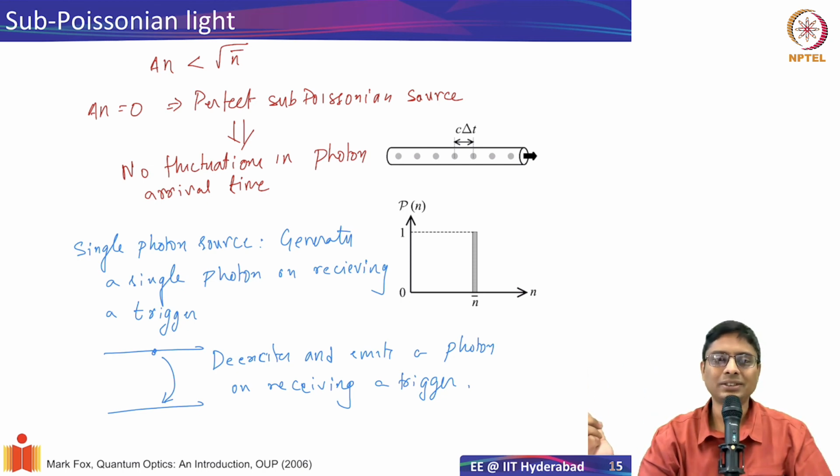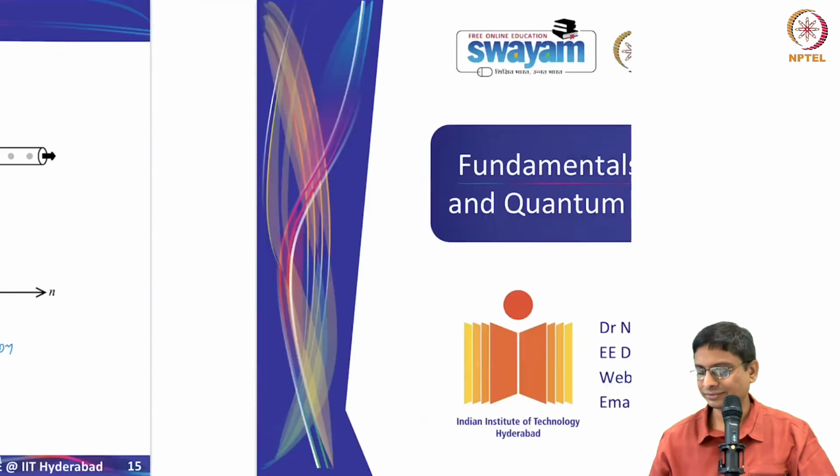So this is an important feature of Sub-Poissonian light. All right. Any questions?